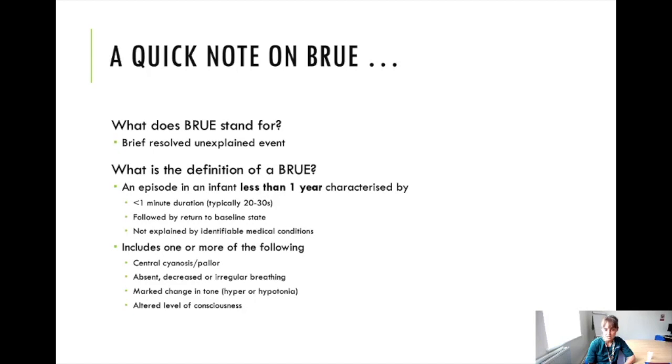It's followed by a very quick return to baseline, so there's no postictal state, there's no weird behavioural or colour change that persists, and it's not explained by any identifiable medical condition. So it can be a variety of things. I've seen a couple that we've put down to BRUEs that have been quite weird and wonderful, like blueness all down to one side, or just seconds of pallor, a slight apnea or decreased, irregular, erratic breathing pattern, marked change in tone that parents maybe think of as seizure activity, but again fleeting and no postictal state, or a slight altered level of consciousness.